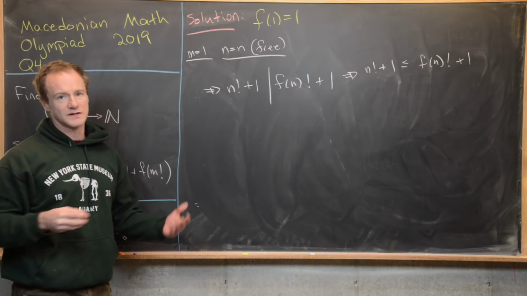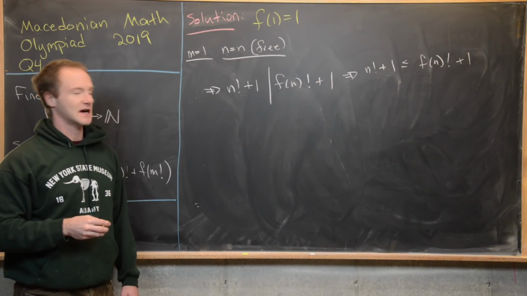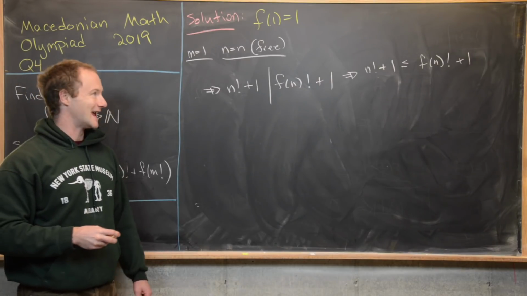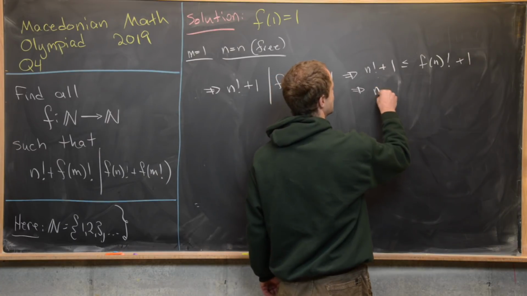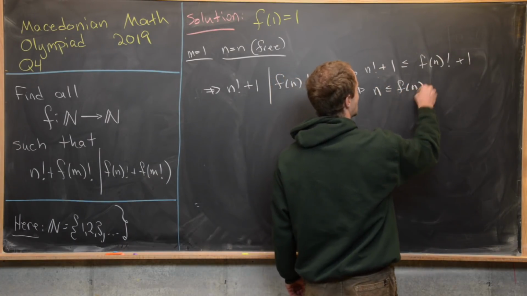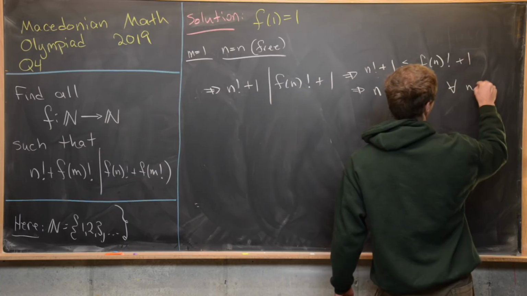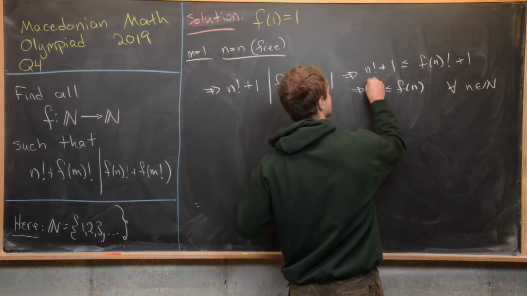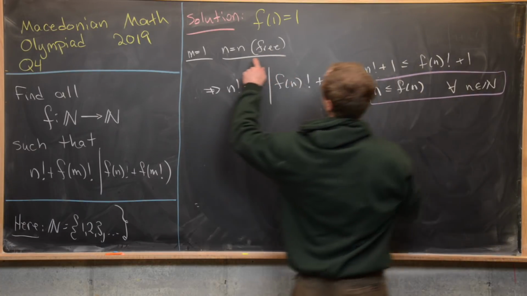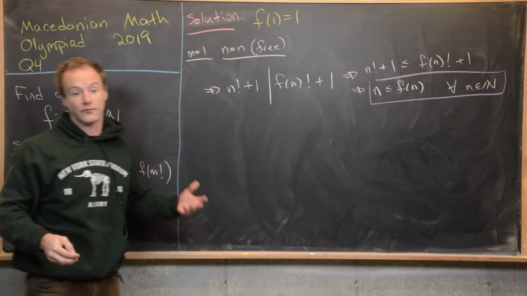And then maybe also get rid of the factorials on both sides, because that will maintain the same inequality. And that leaves us at this point right here, n is less than or equal to f of n. And this is true for all natural numbers n. We know it's true for all natural numbers n because we started up here with n being free.